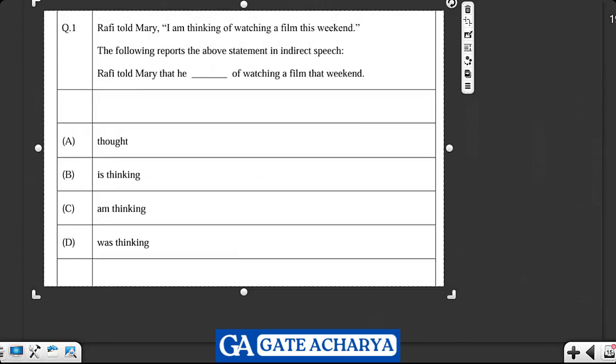Can you try to answer this? In indirect speech, what should come for the dash? Rafi told Mary that he thought of watching a film that weekend, he is thinking of watching the film that weekend, he am thinking of watching the film that weekend, or he was thinking of watching the film that weekend. Which is the correct answer? Please try to answer this.